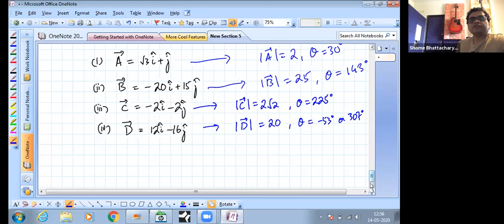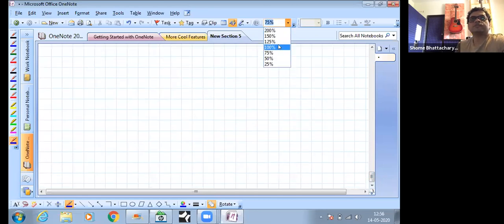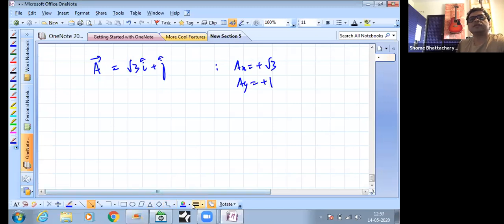Okay, so let me start with the explanation of the first two. Vector E was given as √3 I cap plus j cap. That means the x component was positive √3 and the y component was positive 1. So first of all, let me draw the vector in the xy plane. The moment I do that, the rest of the things will automatically become clear.